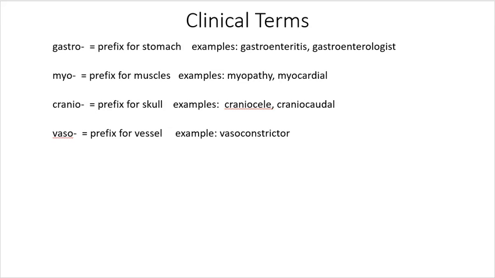And these are the prefixes. Gastro is a prefix for stomach. Examples would be gastroenteritis or gastroenterologist. Myo is a prefix for muscles. Examples would be myopathy or myocardial. Cranio would be a prefix for skull. Examples would be craniocele or craniocaudal. And vaso is a prefix for vessel. An example would be vasoconstrictor, something that constricts the blood vessels.